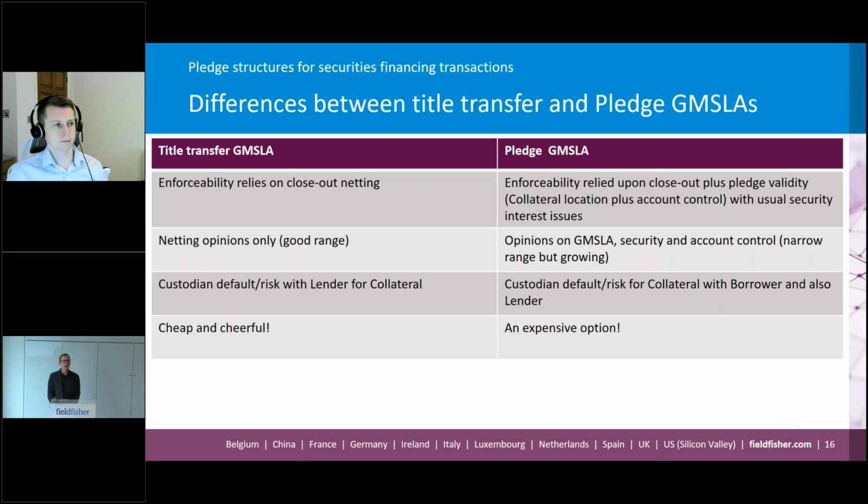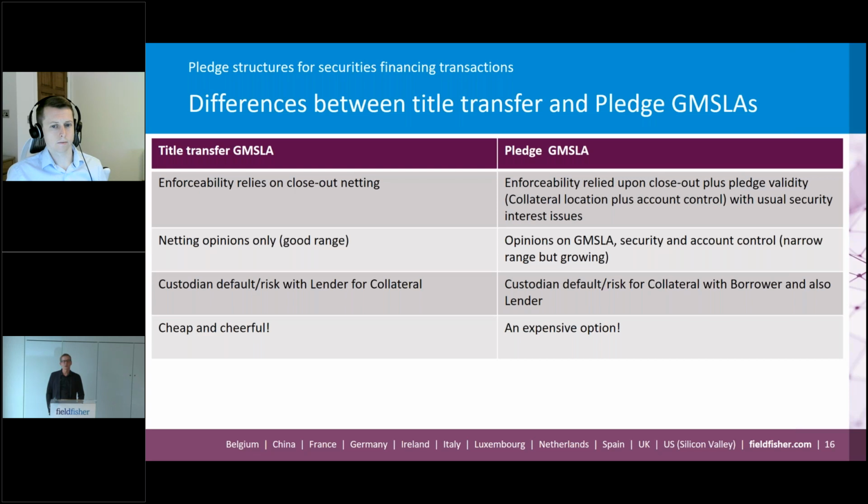So ISLA has, as does ICMA, in fact they share them, a good range of netting opinions. I think there are 60-odd jurisdictions covered with respect to the standard GMISLA and GMRA. There are more limited opinions on the GMISLA pledge, and you do need more of them. As I said, you need to know that the GMISLA itself under its governing law will be effective.